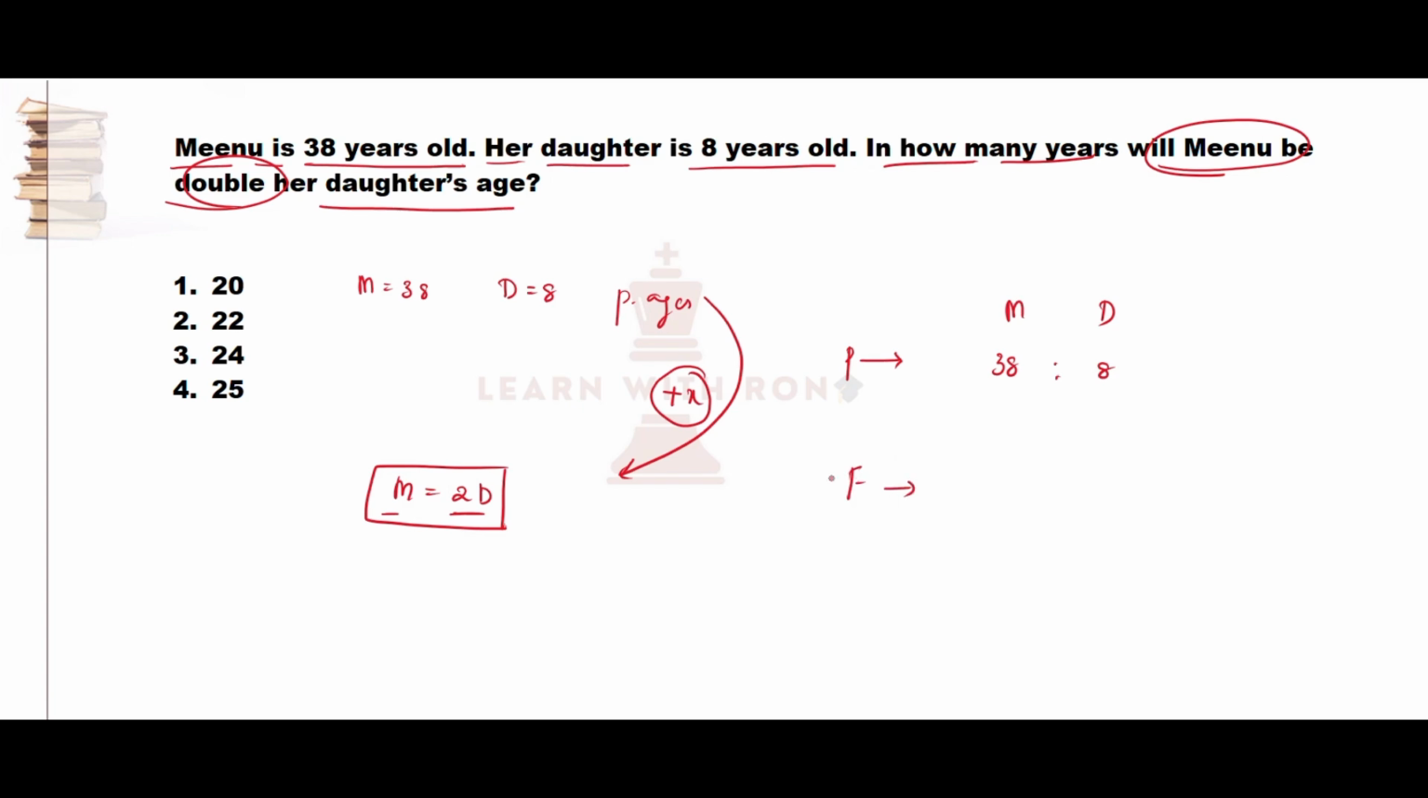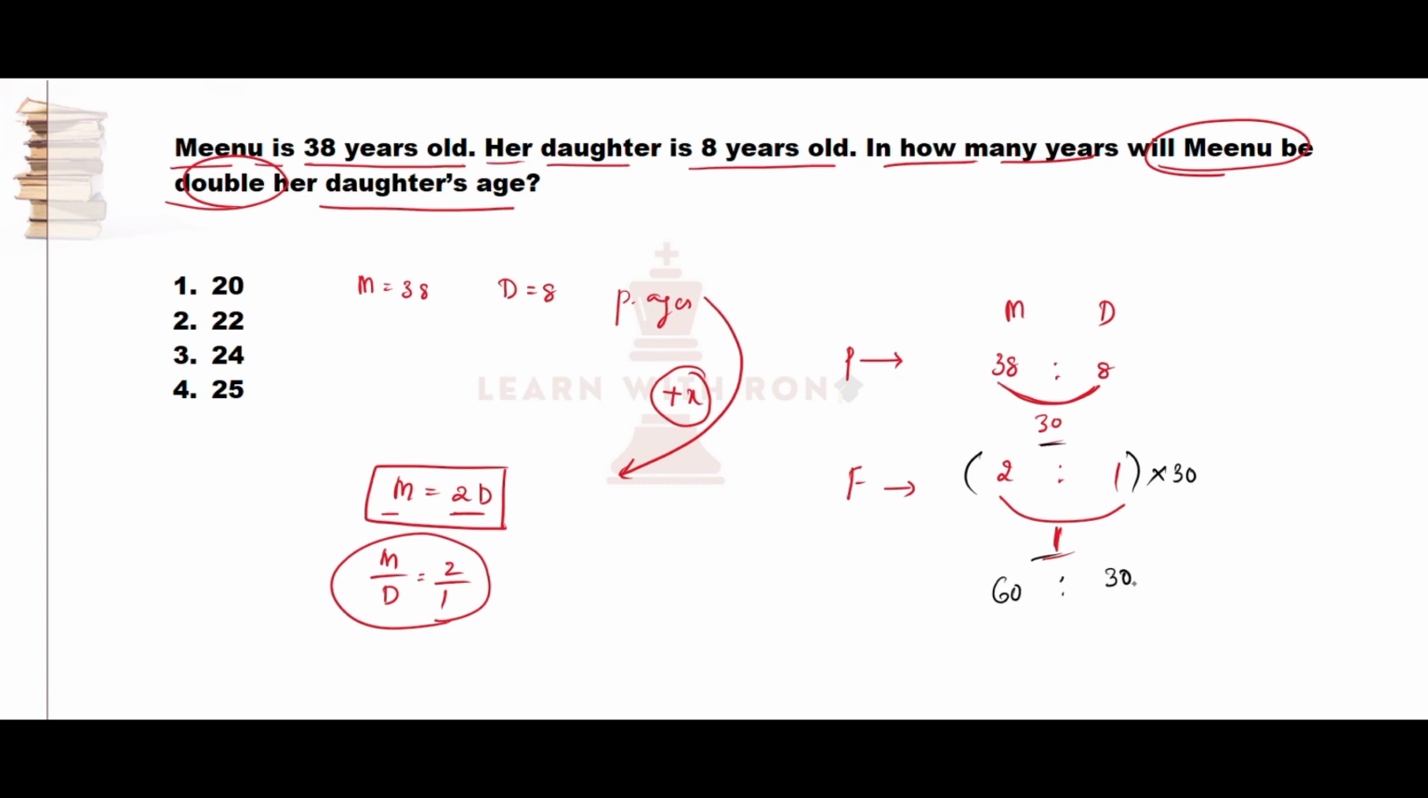Future ratio how much? Here they have given, right? See, mother by daughter ratio in future should be 2 by 1. Okay, so future ratio is 2:1. We know that age differences should be equal, right? See here, the difference is 30, but here the difference is 1. Let's make the differences equal. LCM of 1 and 30 is 30, so we can multiply the second ratio with 30 in order to make the differences equal. So our new ratio is 2 times 30 is 60, 1 times 30 is 30. So the difference here is 30, which is equal.